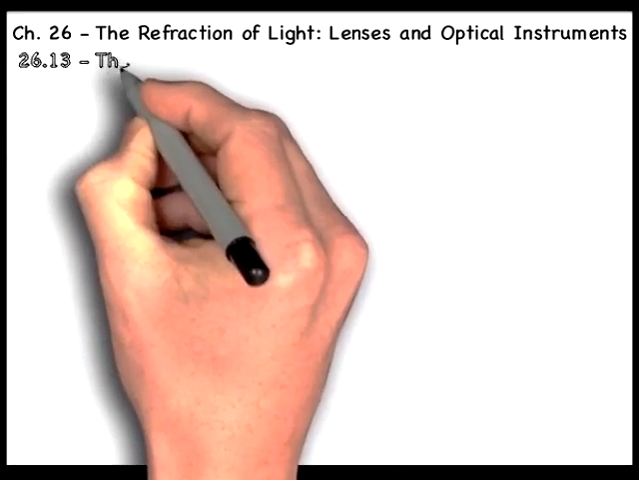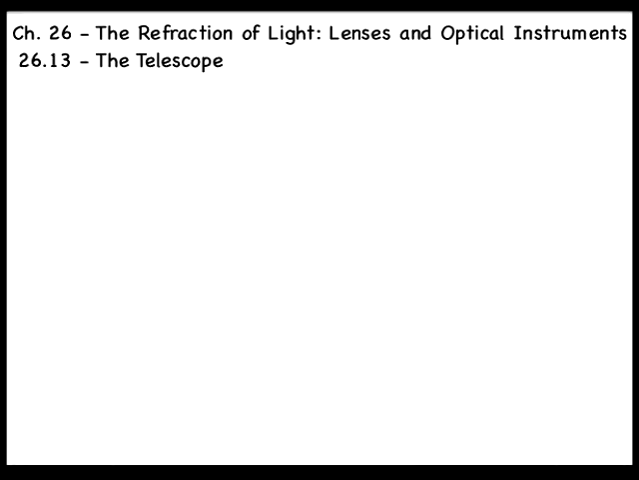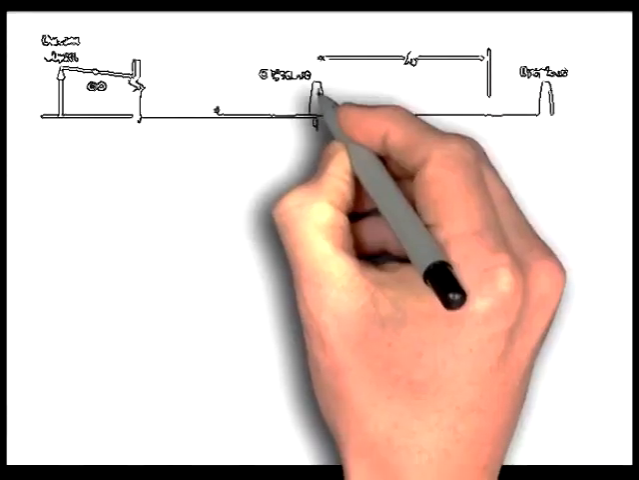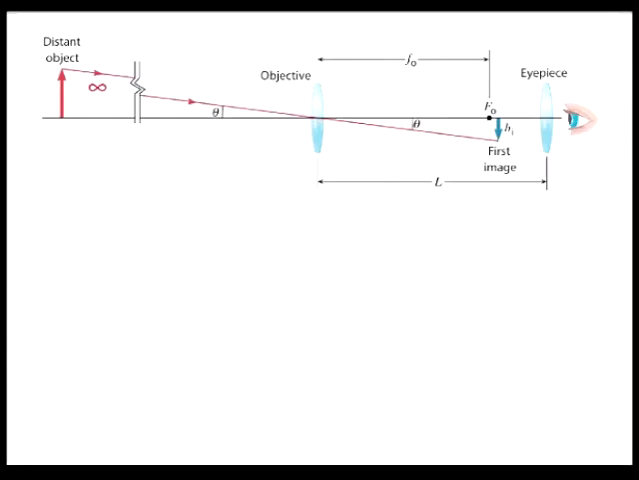A telescope is an instrument for magnifying distant objects, such as stars and planets. Like a microscope, a telescope consists of an objective and an eyepiece, or ocular. When the objective is a lens, as in this case, the telescope is referred to as a refracting telescope since lenses utilize the refraction of light.